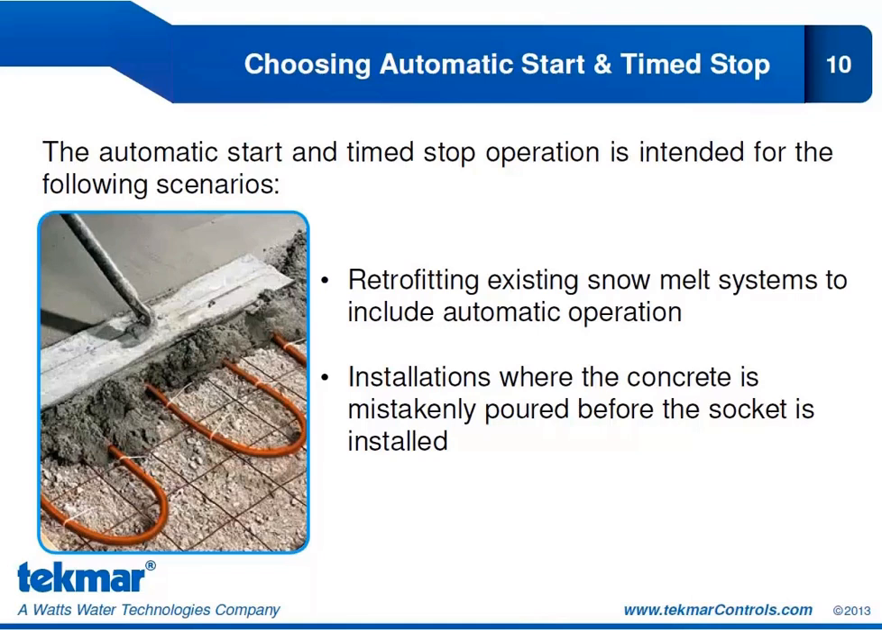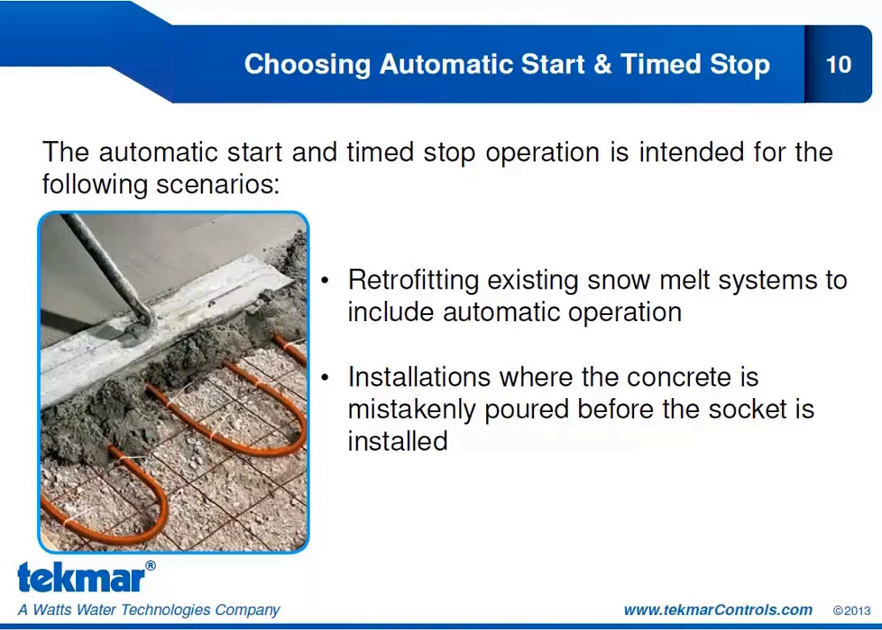The other scenario where we could use this type of operation would be for retrofits. So in applications like my own that I talked about earlier, where I did have a manual on-off switch in my garage, that's a perfect scenario for wanting to update your system to include automatic operation. So in my case, it involved installing a 654 control and then installing the automatic start and time stop sensor for that type of operation. So those are the two main scenarios where we would advise you to consider this type of operation.